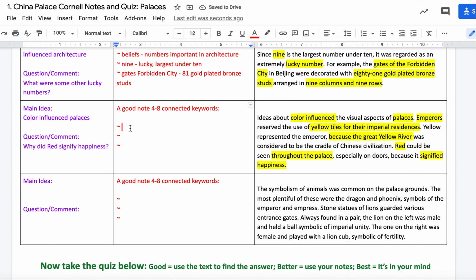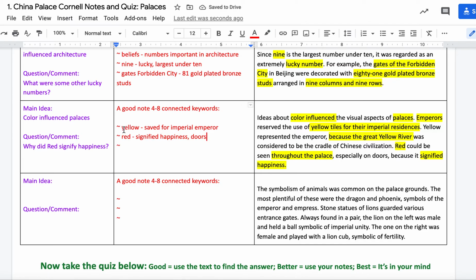All right. And let's go with what are our notes we want to have? Well, we want to talk about how yellow was saved for the imperial emperor. And also we had red, which signified happiness, and they put it on doors. Okay.